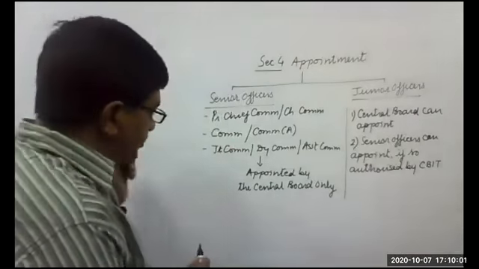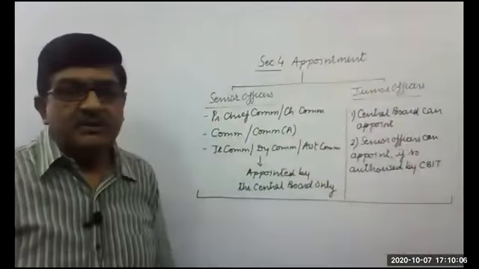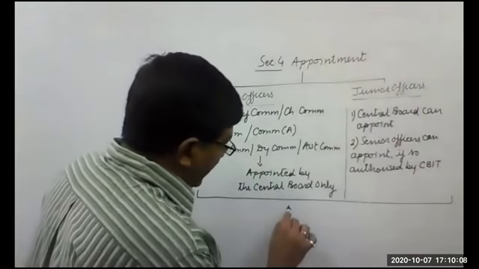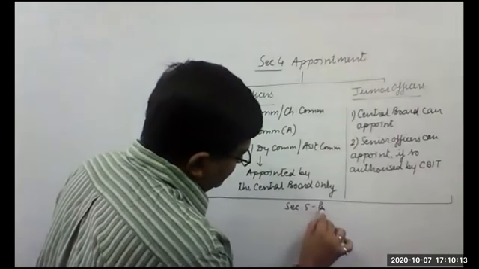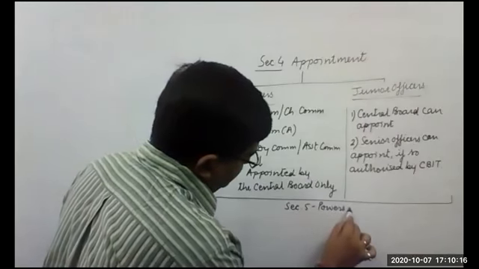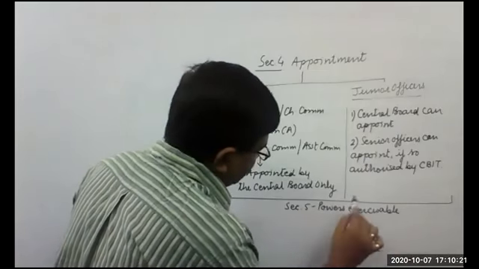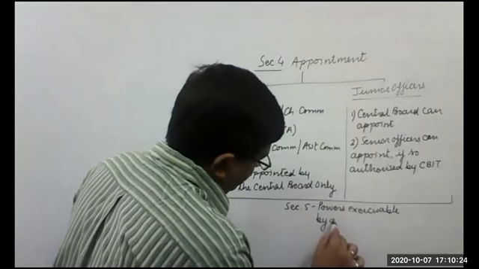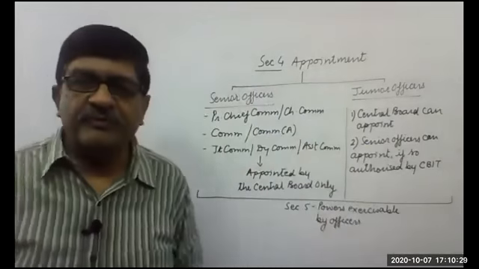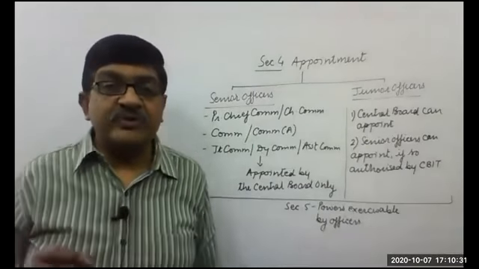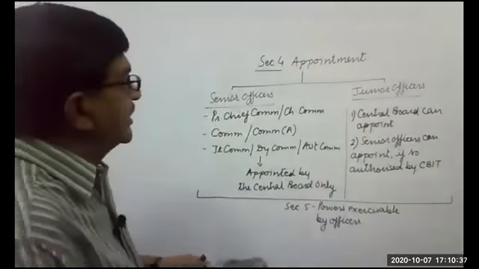Okay. Now, below this itself, Section 5 is here. These are powers exercisable by officers. What are the powers which are exercisable by the officers? Okay. So below that only you can continue.